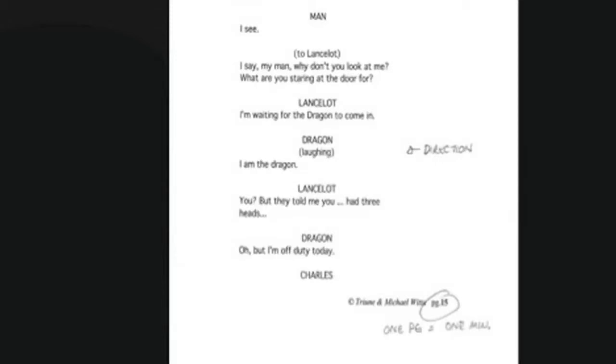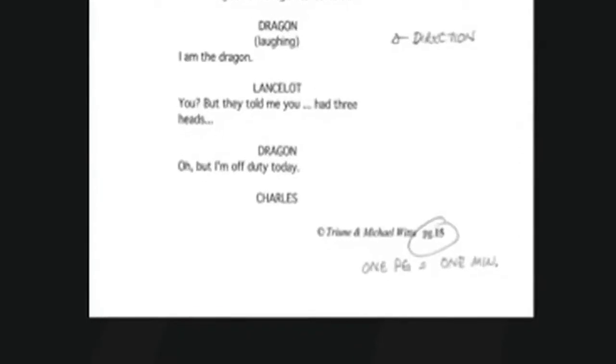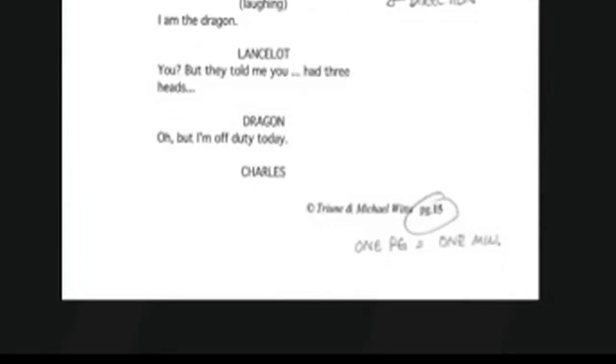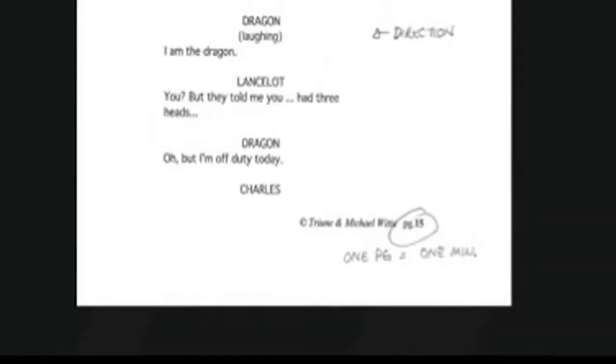Okay, so here's a rule of thumb. When you lay it out like that, you see there's a lot of empty space. One page equals one minute. So here, this is page 15. This is 15 minutes into this feature film. This is what happens in one minute. That takes a minute. So use that as a rule of thumb.